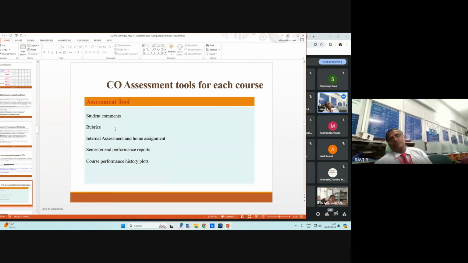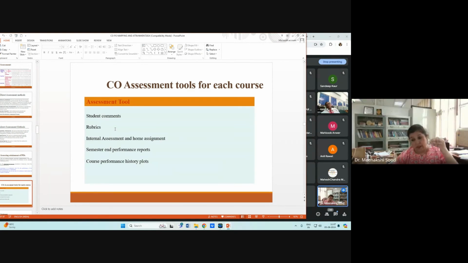So it means you frame some criteria which will indicate how you are evaluating the student, whether it is on the novelty, the presentation skills, the confidence level, how the student is able to answer the queries, or originality.